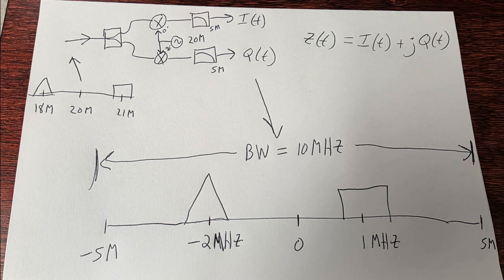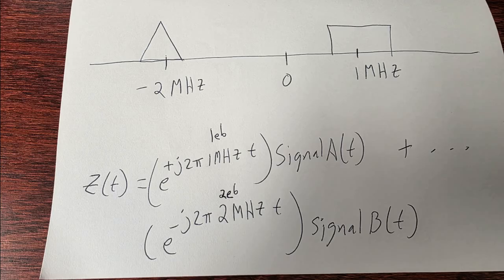How do we represent these signals in time? We call that Z of t. And the equation at the bottom here is kind of showing that. You've got e to the j 2 pi 1 megahertz times t, times signal A in time, plus e to the negative j 2 pi 2 megahertz times t, and that's times signal B in the time domain. So that's how you represent those two signals now.